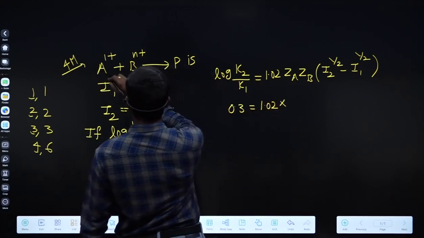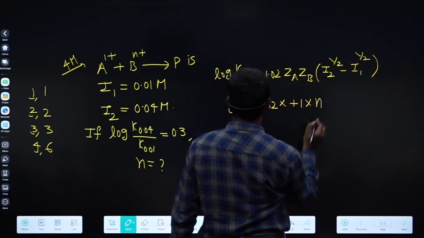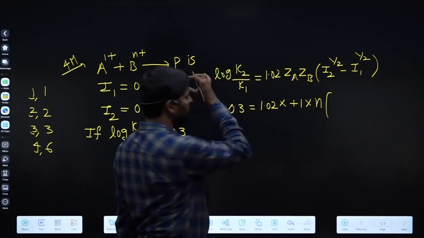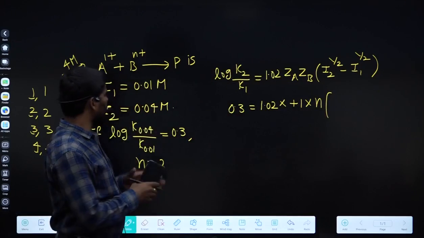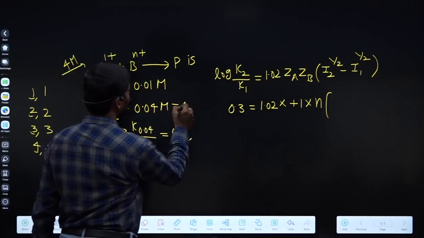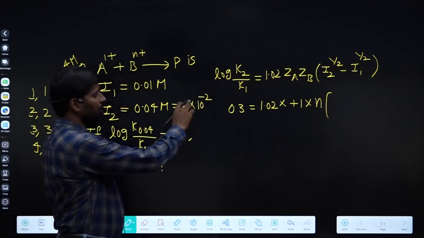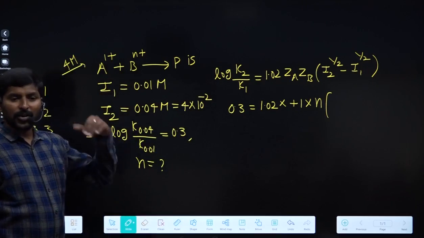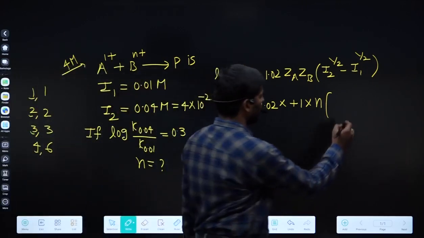ZA, charge number on cation, given plus 1. Charge number on anion plus n, that we have to calculate. Square root of 0.04, this we can write as 4 into 10 power minus 2. Square root of 4 is 2. Square root of 10 power minus 2 is 10 power minus 1. 2 into 10 power minus 1, and that is 0.2.